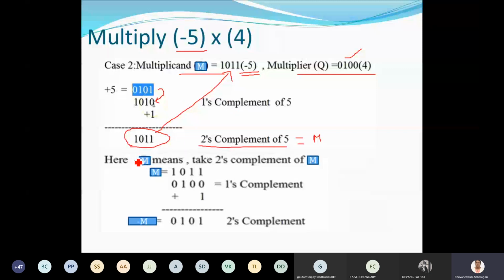Now, in some cases you have A equal to A minus M. So at that time, you need to know the value of minus M also. So for minus M, you take the 2's complement of M. Just convert it into 1's complement and add 1. So you will get the value for minus M as well. So first, understand we are going to deal with a negative number, so you need to take the 2's complement of the given number.